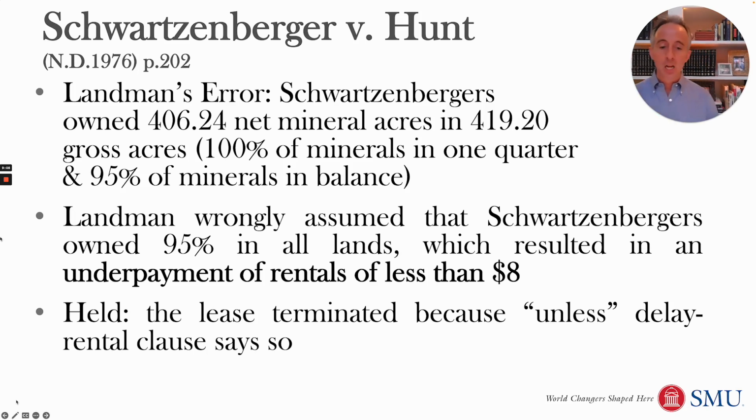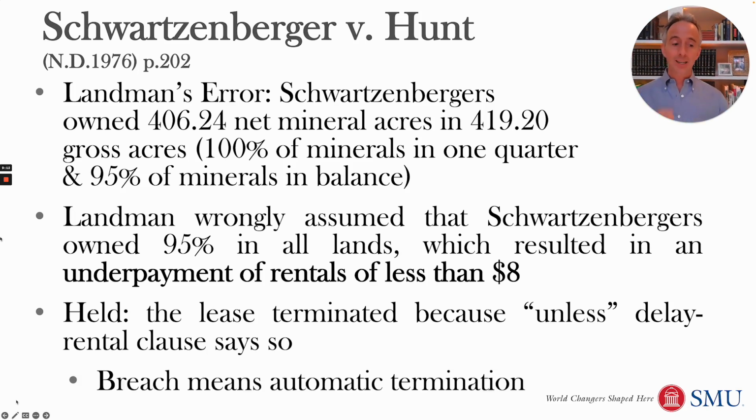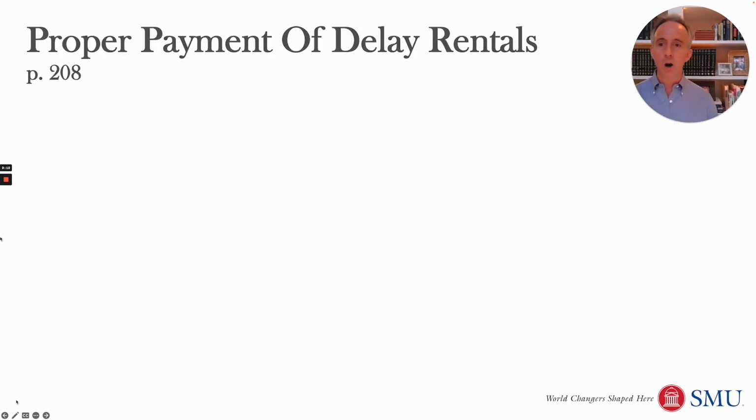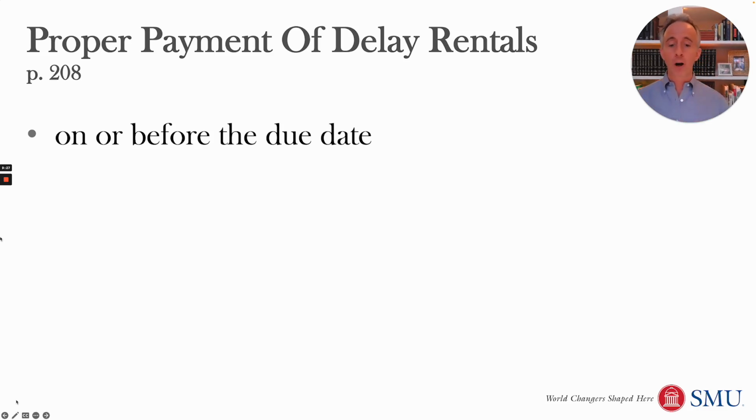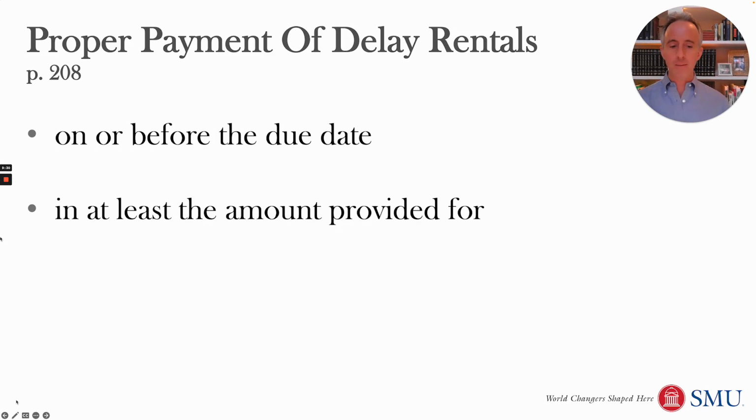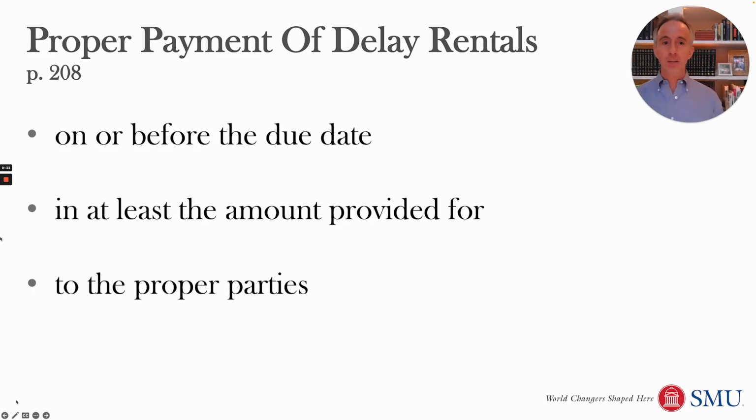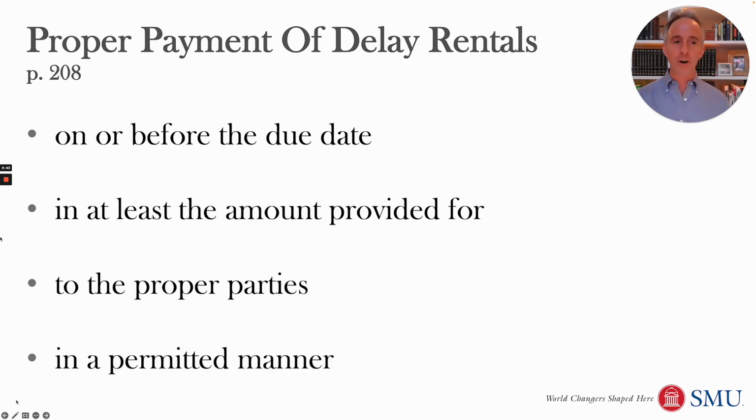Okay, so the court holds the lease terminates because the unless delay rental clause says you have automatic termination if the delay rentals aren't paid. Okay, so you got to pay your delay rentals properly. What does that mean? Well, it means you have to pay them on or before the due date. It means you have to pay them at least the amount provided for. It can't be $8 short. It means you have to pay the proper parties. You'll notice that the lease says you can send it to the landowner directly, or you can just send it to their credit at the bank, so there can't be any dispute about whether they got it or not, and it has to be in a permitted manner. Typically, one of the options will be paying it to the credit at the bank.